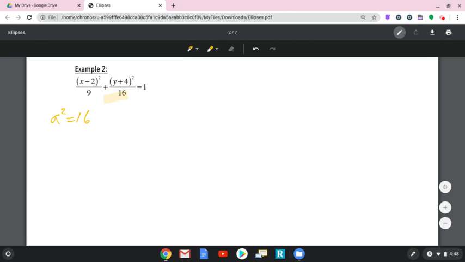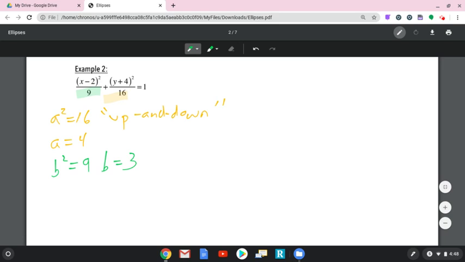Since it is under Y, we know it is an up and down. So the location of A identifies if it's up or down or side to side. So I know this is an up or down ellipse. Now, if A squared is 16, I know A is 4. And if I know A is 4, I can also determine B now. B is under my X. B squared will be 9, so B will be 3.